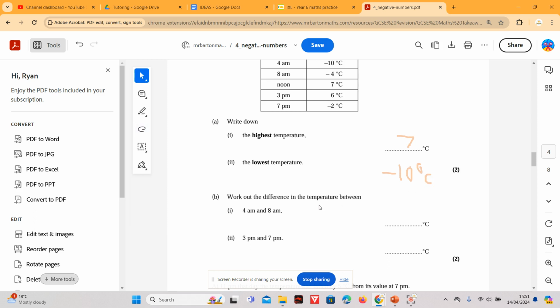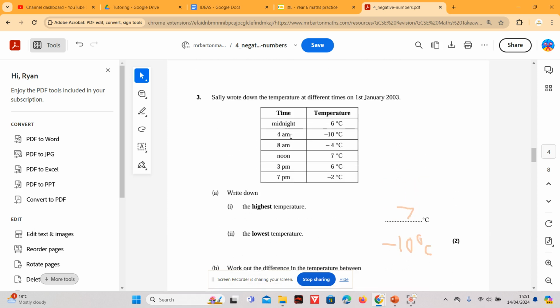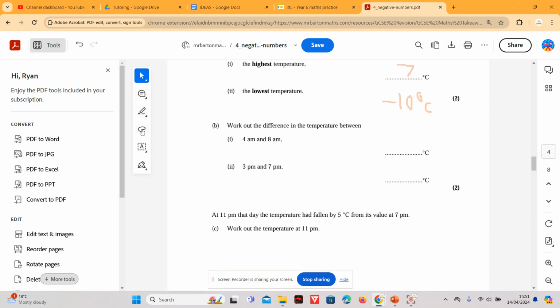Work out the difference in temperature between 4 a.m. and 8 a.m. So at 4 a.m. it was -10, and 8 a.m. it is -4. So the best way to work this out, when you work out the difference of any numbers, you just take away the biggest and the smallest. So you can actually, even if it's a negative number, just do 10, take away 4, which equals 6. So in this box here, you just simply put 6 as your answer.